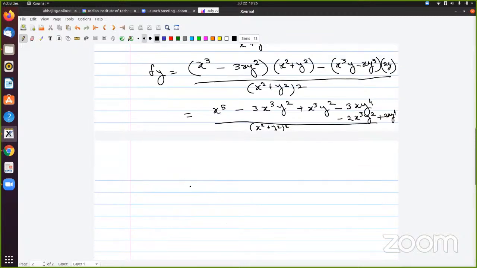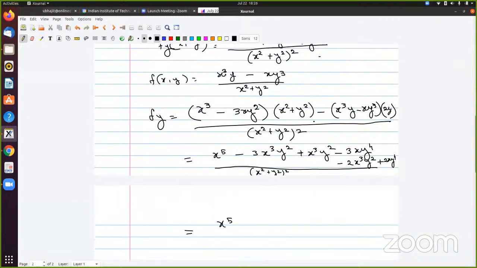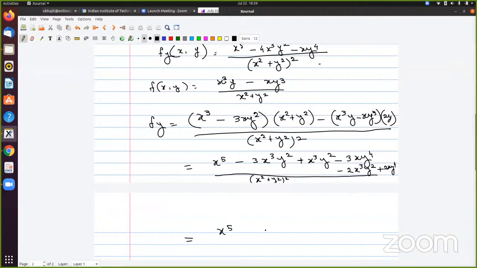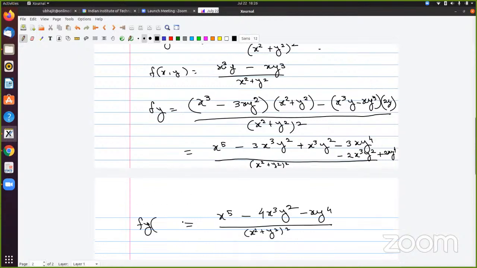I think after calculating what we get, x to the power 5 and so 3x to the 5 minus 4x cube y square and minus xy to the power 4, by x square plus y square whole square. Right? So this is what we get, fy xy.